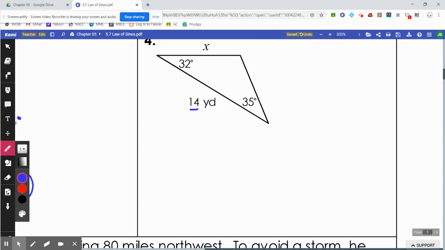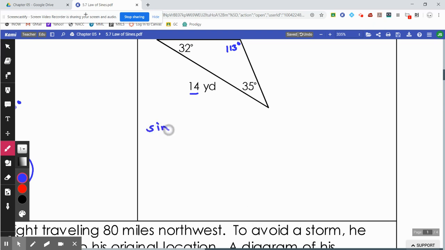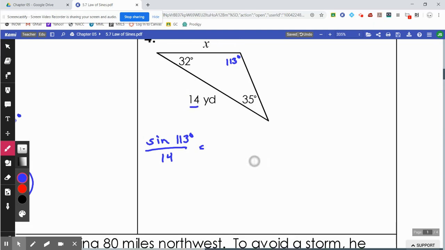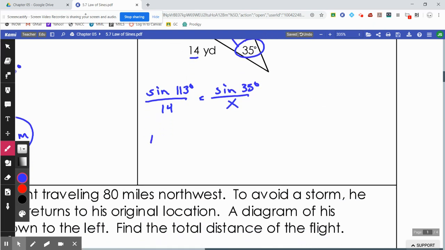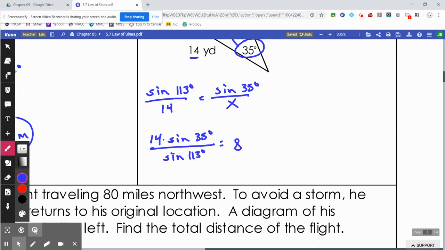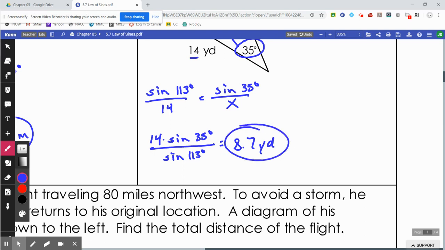Number 4. Let's see, we don't have anything across from 14, but we do have the other two, so we can find this third angle. 32 and 35 add up to 67. Subtract that, and you get 113 degrees. So let's set it up. The sine of 113 over the side across from it will equal, now we're looking for x here, so we're going to have to use the 35 because it's across from the x, the sine of 35 over x. We're going to solve it like a proportion: 14 times the sine of 35, divide that by the sine of 113, and you get about 8.7 yards.